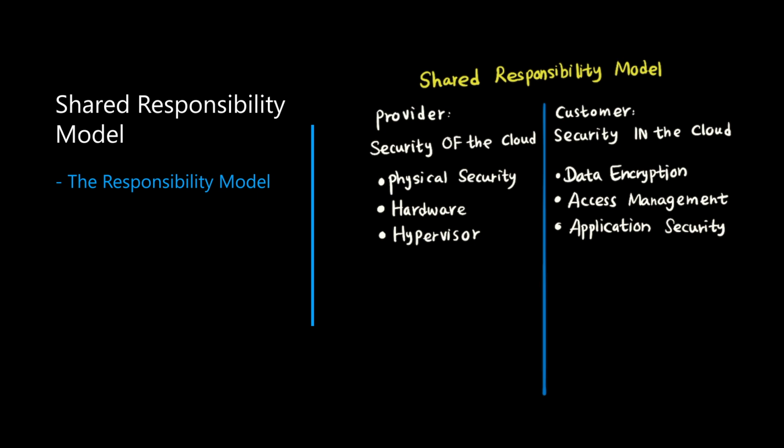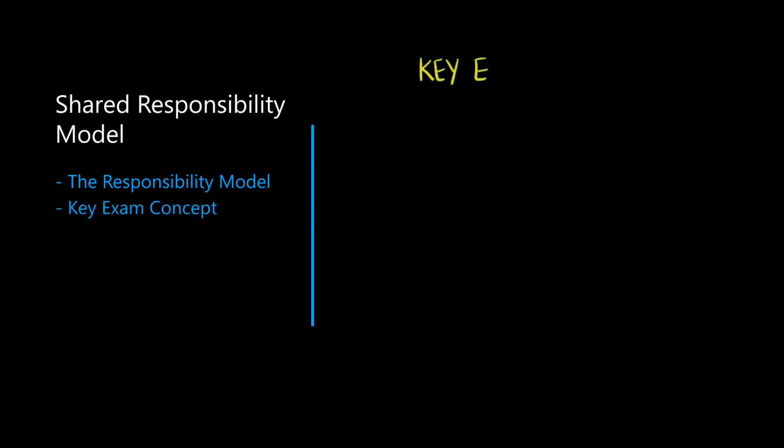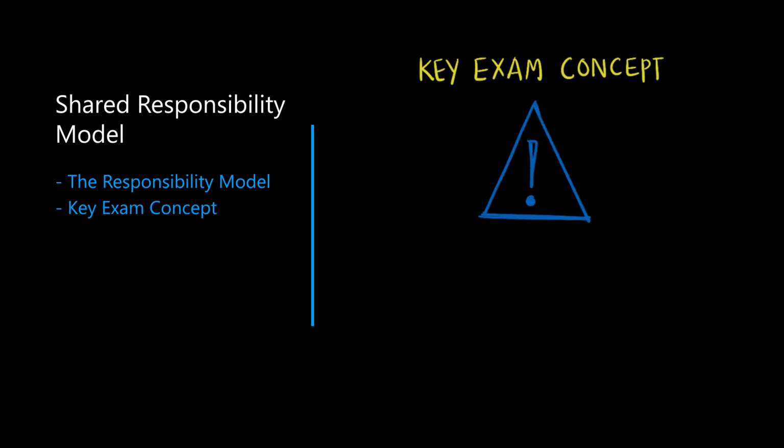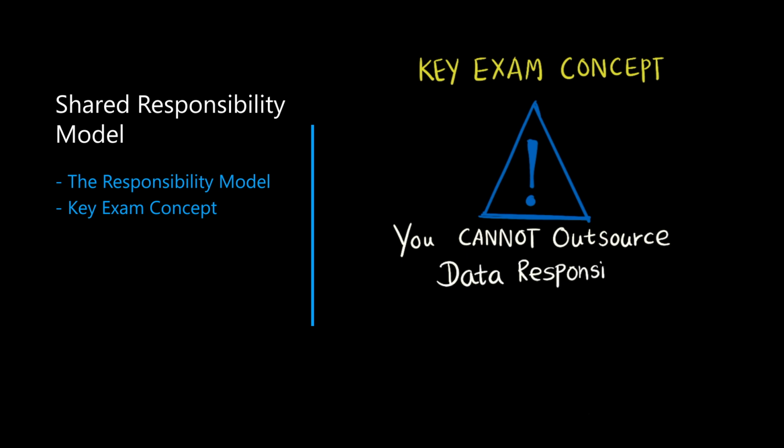This model clearly delineates security responsibilities between cloud providers and customers, and these responsibilities shift depending on the service model you're using. In the shared responsibility model, cloud providers are responsible for security of the cloud. This includes physical security of data centers, hardware security, hypervisor security, and the underlying infrastructure. Customers are responsible for security in the cloud. This includes data encryption, identity and access management, application security, and operating system hardening in IaaS environments.